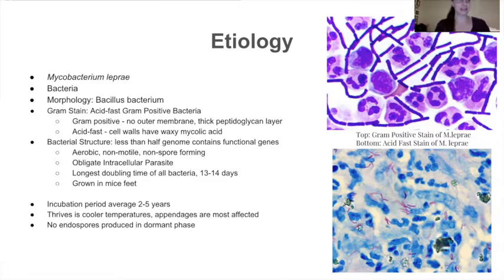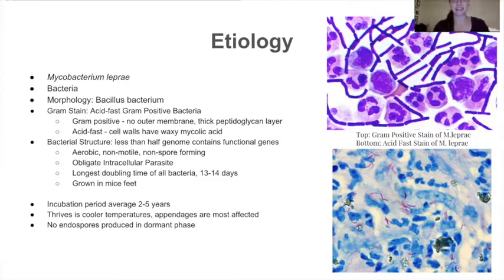The bacteria is aerobic, non-motile, and non-spore forming because less than half the genome contains functional genes, and that is due to gene deletion and gene decay. It is an obligate intracellular parasite, which means it cannot survive on its own. It needs a host.